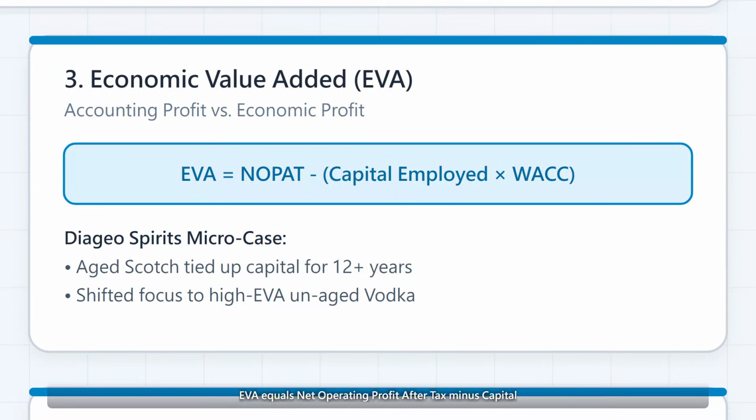Global spirits company Diageo learned this lesson dramatically after adopting EVA. Diageo discovered that aged Scotch whiskies, despite high accounting margins, tied up enormous capital in aging cellars for over 12 years. After accounting for WACC, aged whiskey produced lower economic profit than unaged vodka. Diageo promptly shifted marketing focus toward high-turnover spirits and divested low-EVA food divisions.